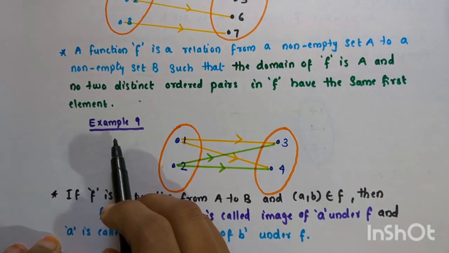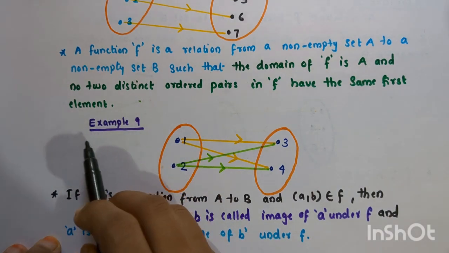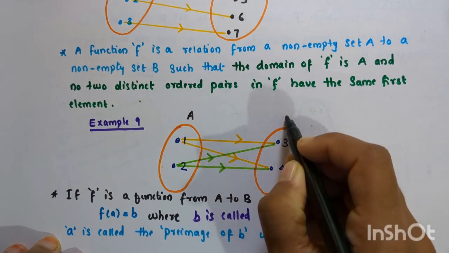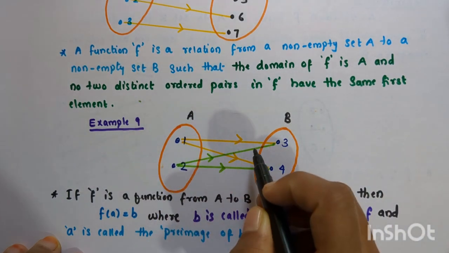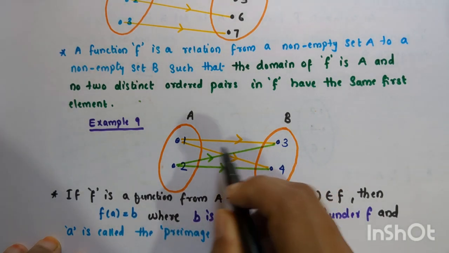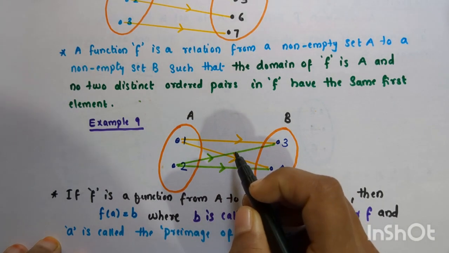For example, let us consider this example 9, which we have already discussed in our previous videos. So here, consider this as set A, this as set B. This is an arrow diagram representation for a relation. Here you see, is this relation a function?